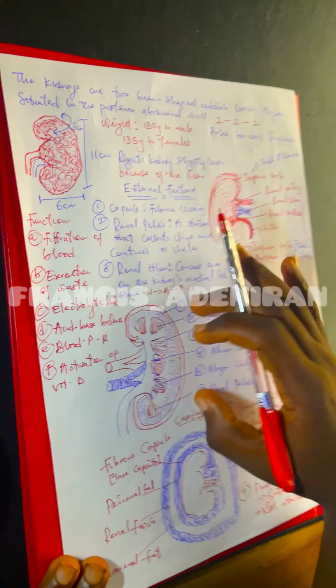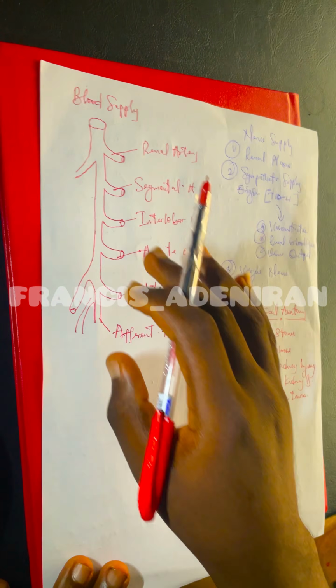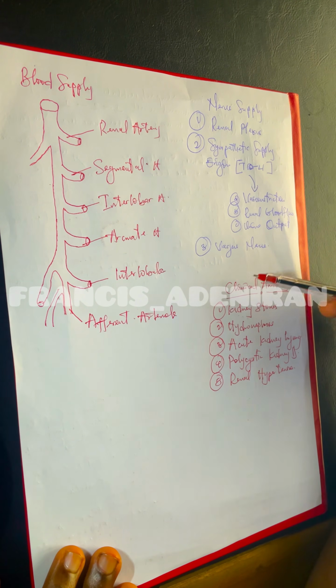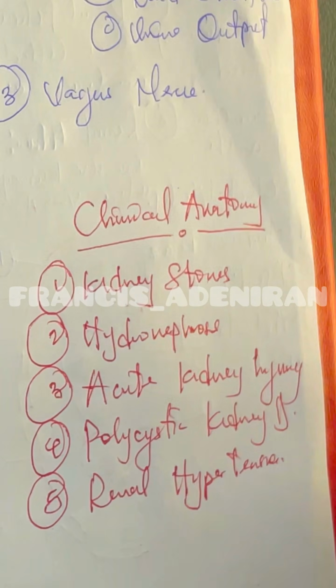The blood supply and the clinical anatomy will be further explained in the next class. But for the purpose of this class, the clinical anatomy I'm mentioning includes kidney stones, acute kidney injury, polycystic kidney disease, and renal hypertension.